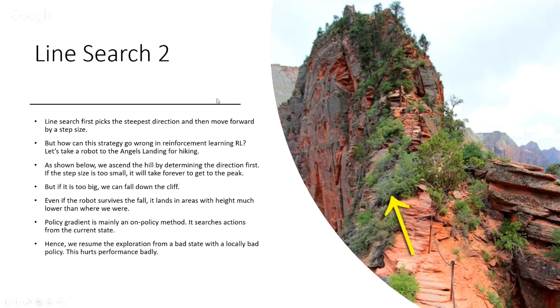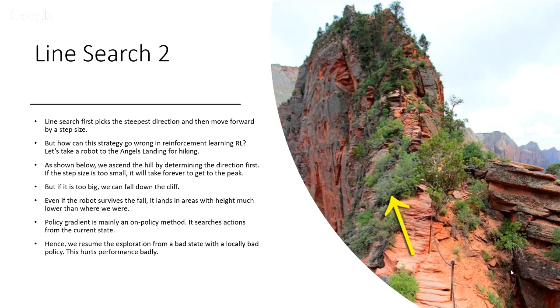Line search 2. So, line search first picks the steepest direction and then moves forward by a step. But how can this strategy go wrong in reinforcement learning? Let's take a robot to the Angel's Landing for hiking. As shown below, we ascend the hill by determining the direction first. If the step size is too small, it will take forever to get to the peak. But if it's too big, we can fall down the cliff. Even if the robot survives the fall, it lands in an area with height much lower than where it was.